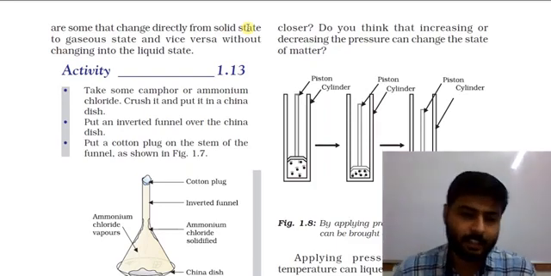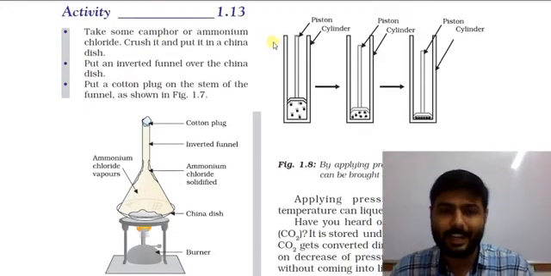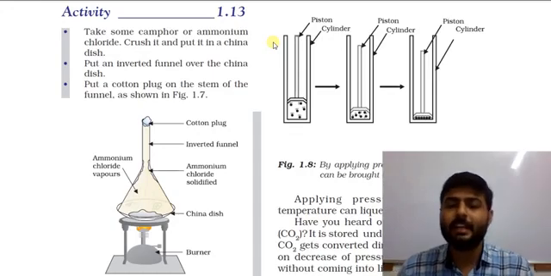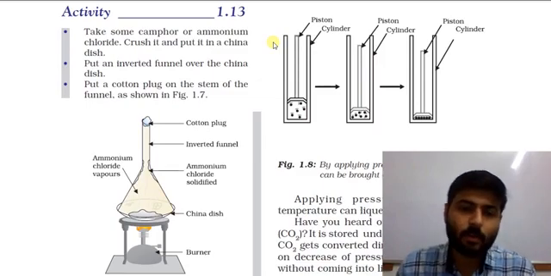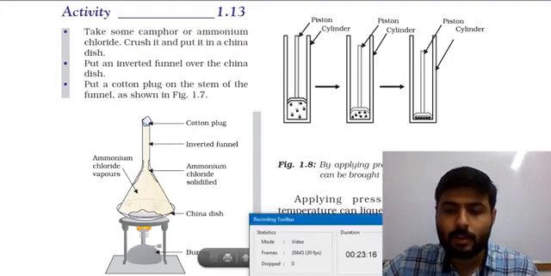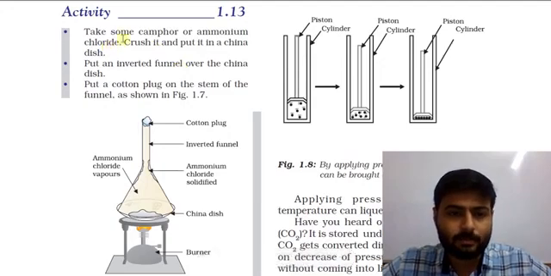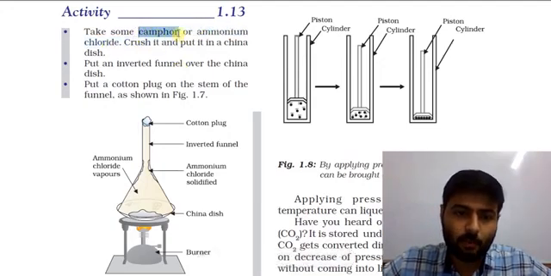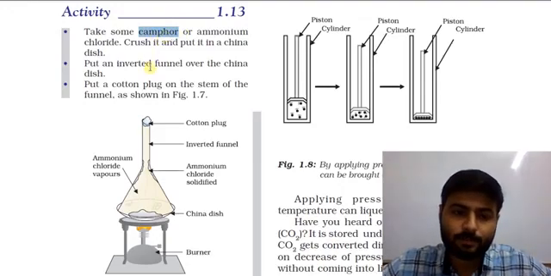Let's take one activity. Take some camphor or ammonium chloride, crush it in a china dish. Put an inverted funnel over the china dish and put a cotton plug on the stem of the funnel. What is the arrangement of the experiment here? We have a china dish with us. We put some camphor. I hope you know what camphor is. We call it kapoor. Crush it and put it in the china dish.